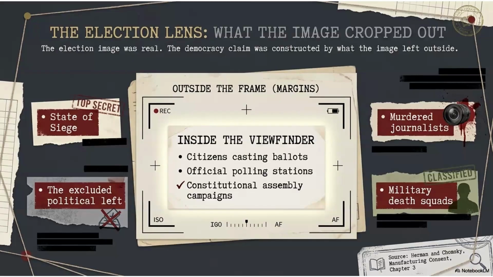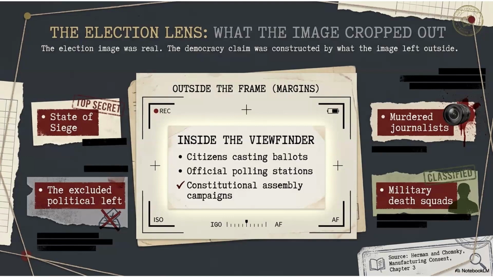Could people criticize the army? Could peasants organize unions? Could the left campaign without being murdered? Could a journalist report freely? Could priests denounce repression? Or could citizens refuse to vote without being treated as suspicious? Inside the frame, as we can see on the slide, we see voters, ballots, queues, and official results. Outside the frame are the conditions that make those images incomplete: state of siege, death squads, murdered journalists, military power, US aid, and excluded opposition.